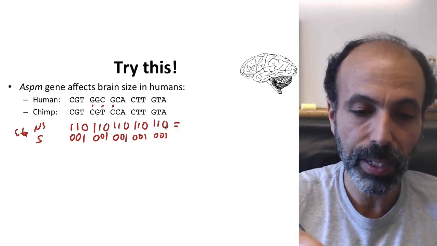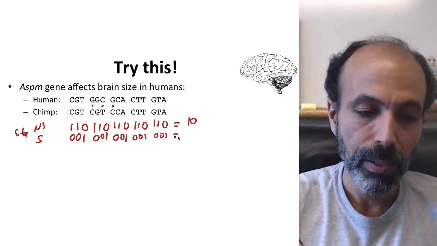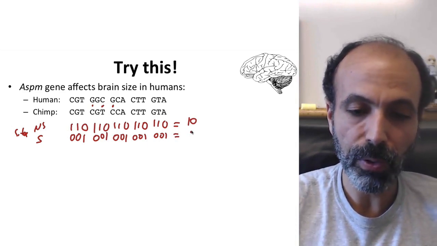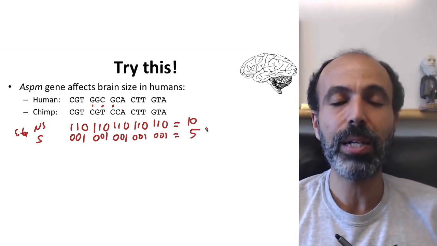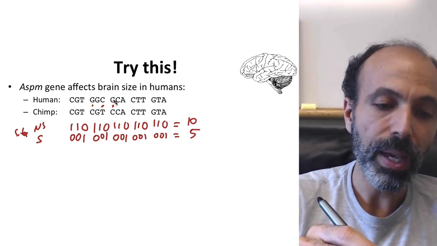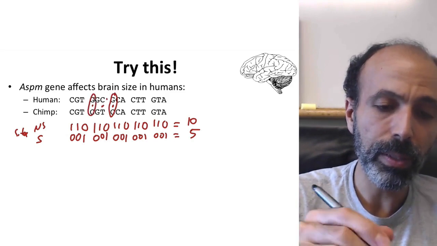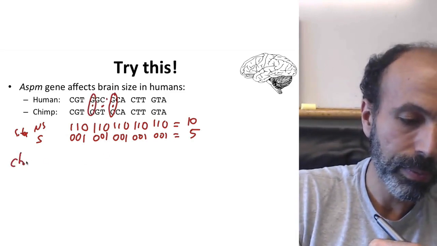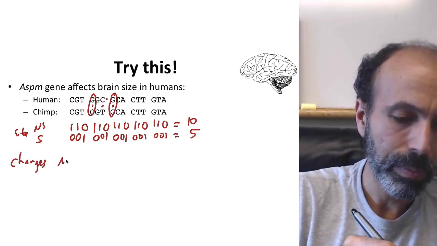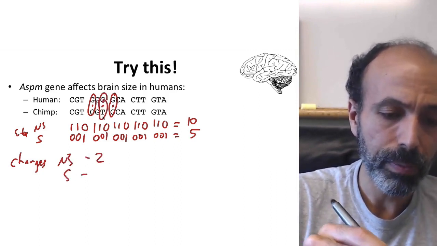In terms of non-synonymous sites, there's 1, 2, 3, 4, 5, 6, 7, 8, 9, 10. For synonymous, there's 1, 2, 3, 4, 5. So we have 5 synonymous sites and 10 non-synonymous sites. When we look at changes, we have 2, this one and this one, that are non-synonymous. And synonymous, we have 1.